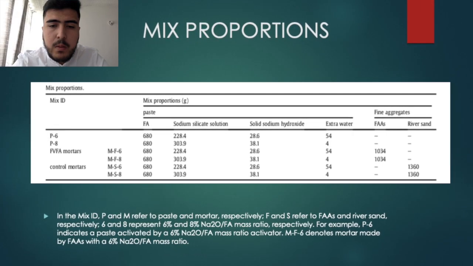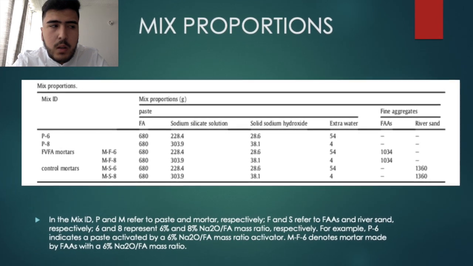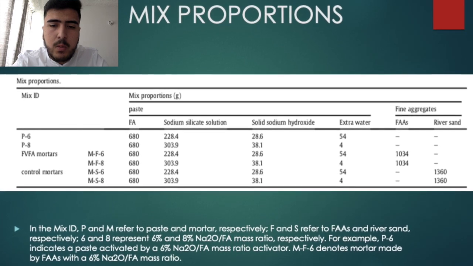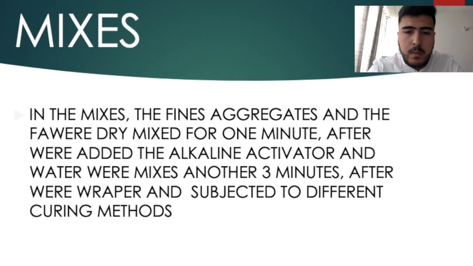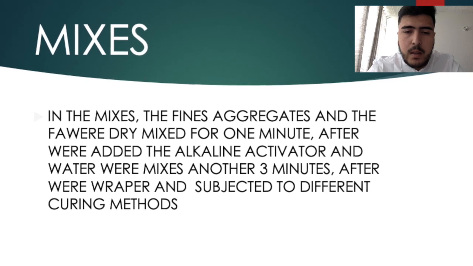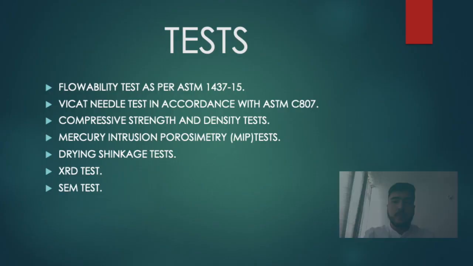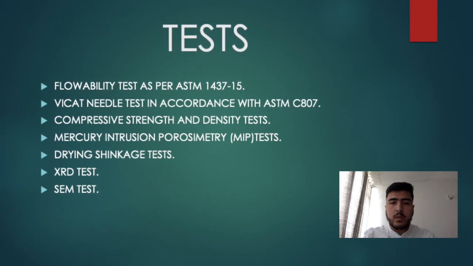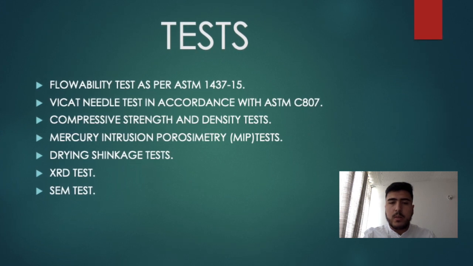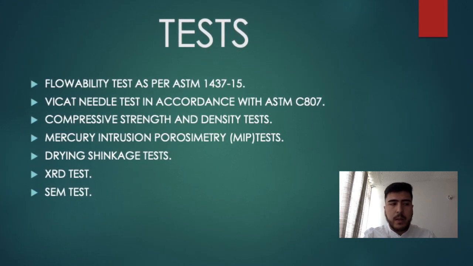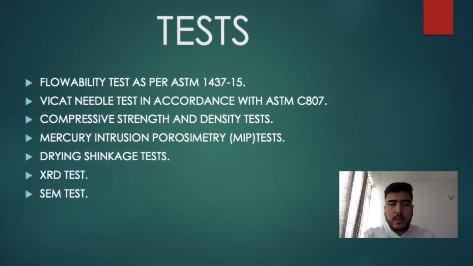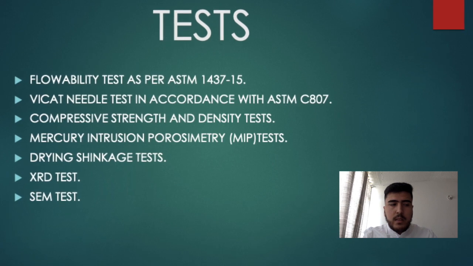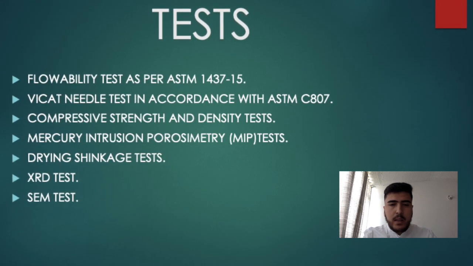In the experimental process, different mix proportions were used in the experimental and control mortars to determine the best mix for this process. The experimental and control mortars were subjected to tests of flowability, Vicat setting time, compressive strength and density, mercury intrusion porosimetry, dry shrinkage, XRD test, and SEM test.